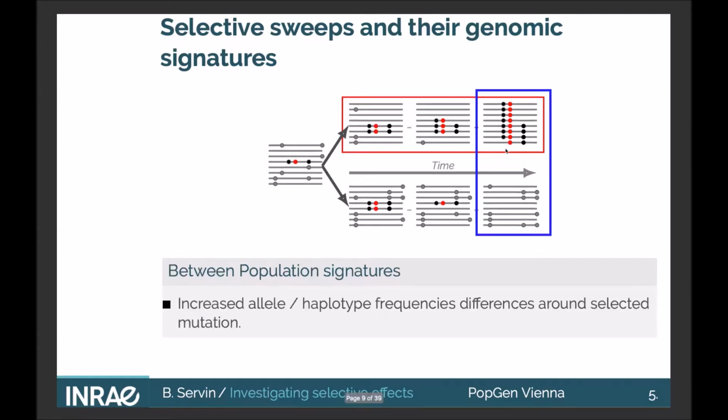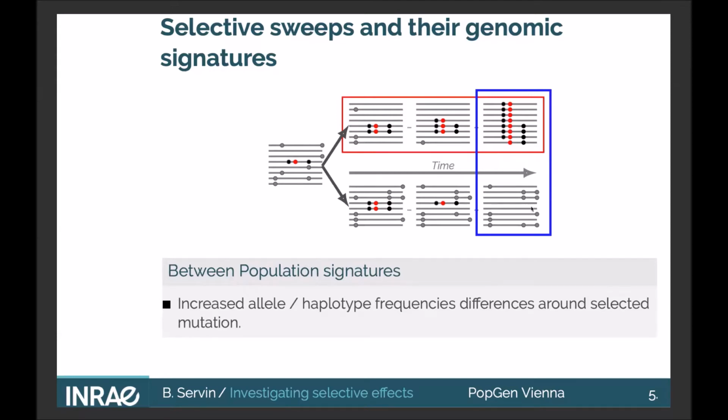Another possibility is if you have multiple populations that have had different adaptive histories. So in this case, for example, you have a population with selection and a population that is neutral. Then what you expect is increased allele frequency differences between populations, and so you can test that. I will be talking essentially about these approaches today.